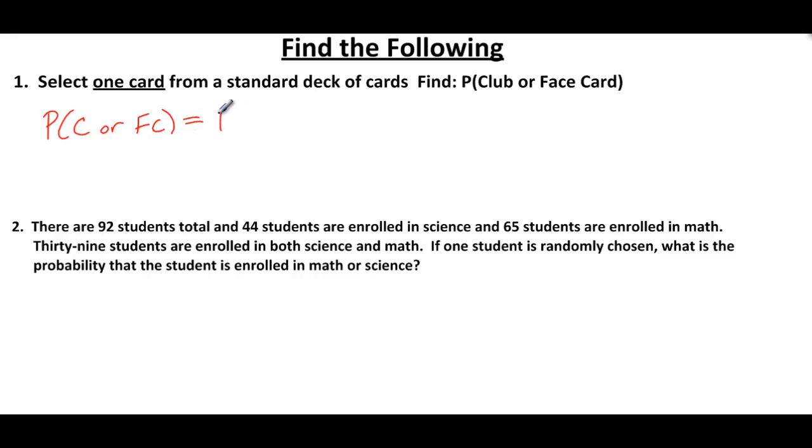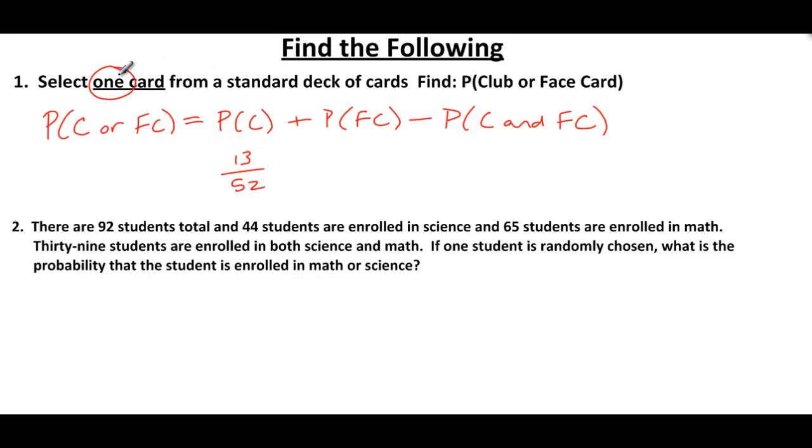So that means I want to find the probability that it could be in the club category. I'm going to add that to the chance that it's in the face card category. But I need to subtract any card that falls into both categories. The reason I have to subtract that is if I count all the clubs, and remember there are 13 clubs, ace through king, the probability it's a club is 13 out of 52, because I'm selecting one card.